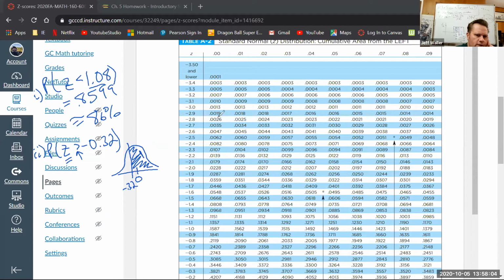So I don't know if you guys are worried. This is going to tell me area to the left. So I'm going to have to do 1 minus. It's that same idea of if I find the opposite probability, I got to do 1 minus to find the actual thing I want. So when you look up negative 0.32 in the chart, I'm going to see I didn't get the answer yet. So what do you get when you look up negative 0.32? 0.3745. Yeah, 0.3745.